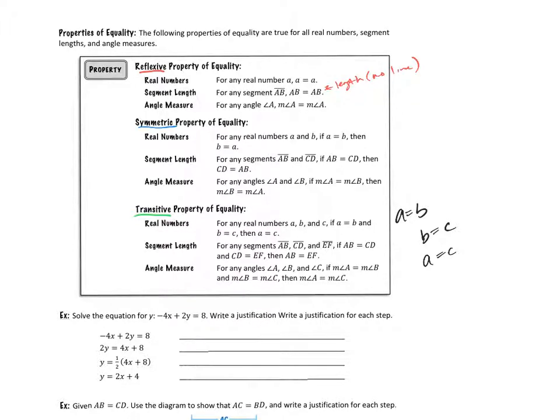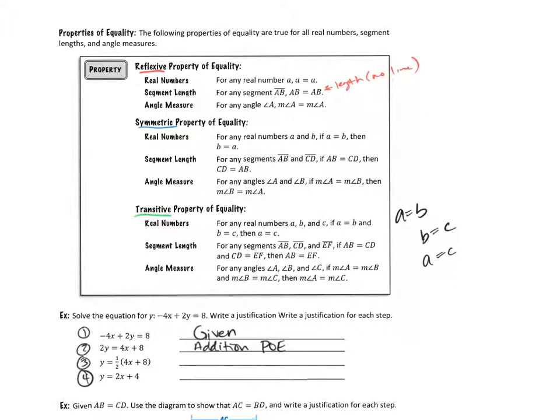So let's look at this example. We're going to start by numbering our steps, and we're going to solve the equation for y, writing the justification for each step. So the first step is given. In the second step, I have just added 4x to both sides, so that is the addition property of equality.